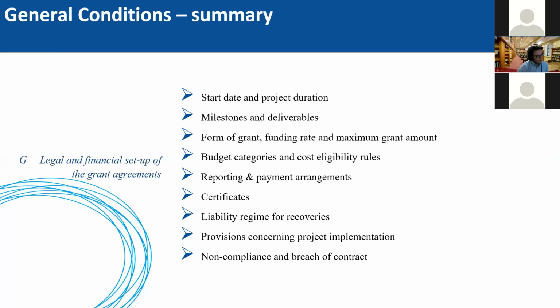We're nearing the end here. Section G is the legal and financial setup of the grant agreements. Basically, you will have the start date and the project duration. You will find the milestones and deliverables here. Forms of grant, funding rate and maximum grant amount. Budget categories and cost eligibility rules are outlined. Reporting and payment arrangements, certificates of financial nature if needed, and liability regime for recoveries, provisions concerning project implementation, and finally non-compliance and breach of contract conditions are outlined in this section.